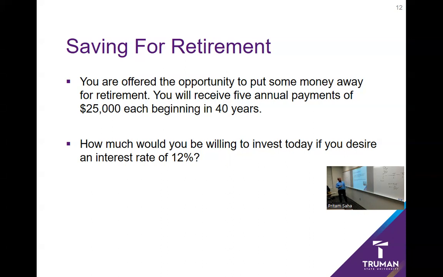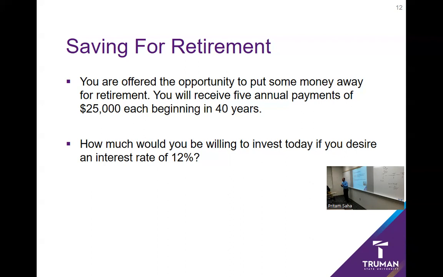So you are offered the opportunity to put some money away for retirement. You will receive 5 annual payments, $25,000 each, beginning in 40 years. How much would you be willing to invest today? That means present value. We need to find out present value, right? That's today. We'll receive 25,000, 25,000, 25K, 1, 2, 3, 25K. Let's do 25K here, okay?